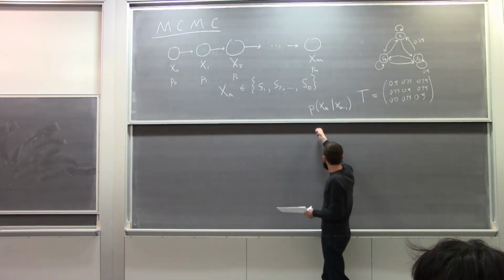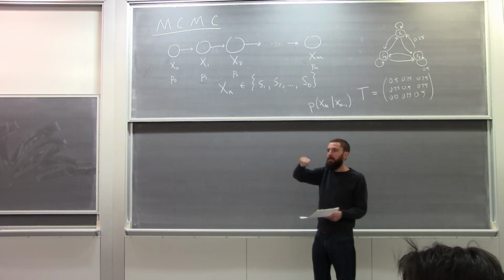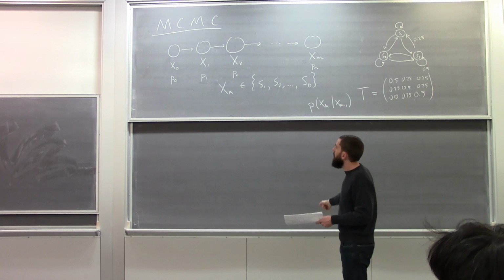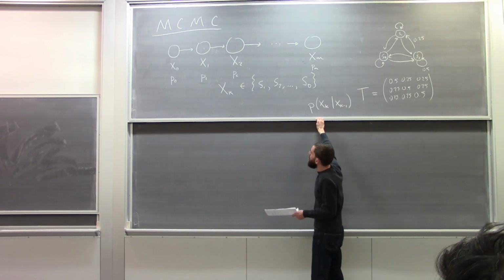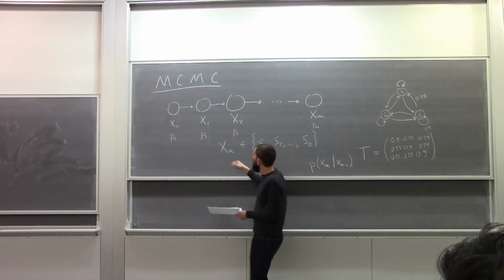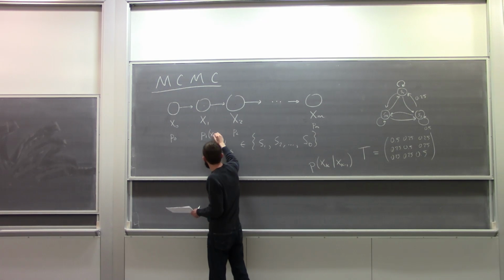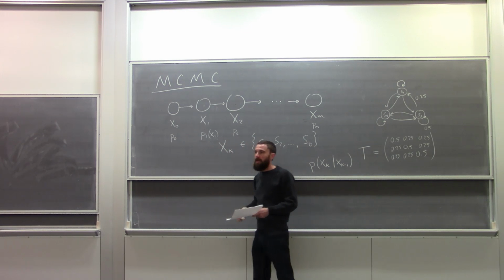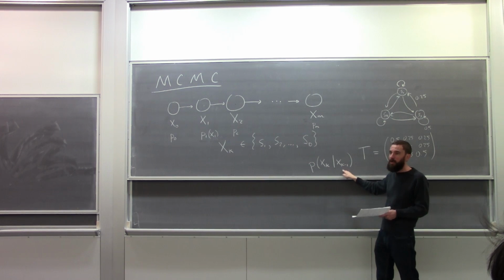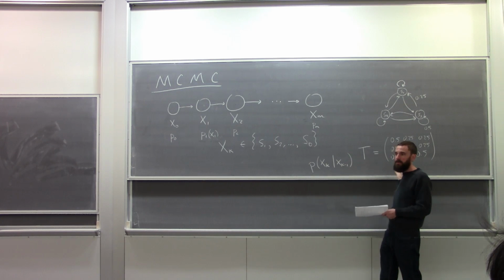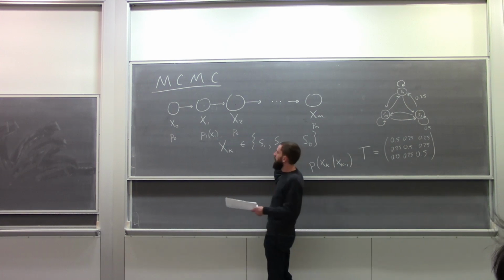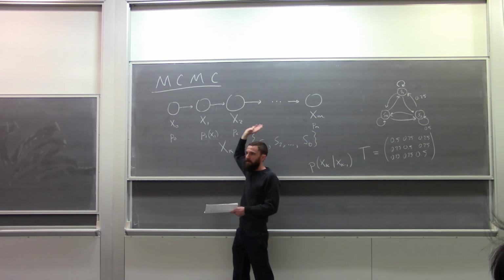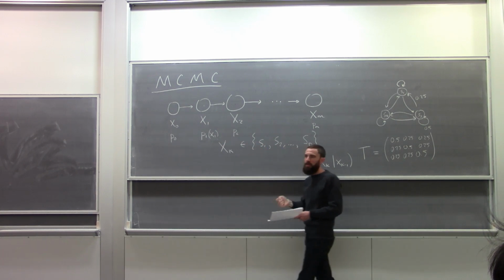Are they given the previous value? This is just the marginal. P1 is a function of x1, and it's not conditional. This is the conditional, the transition matrix, and the homogeneous property means it remains fixed. So this conditional is fixed for the whole chain. That's the homogeneous property.